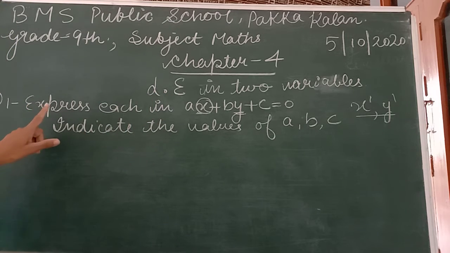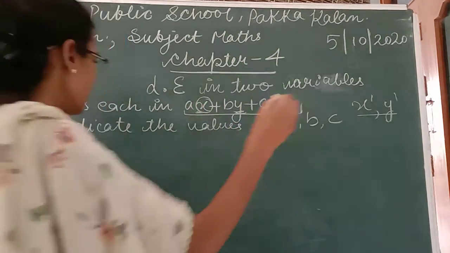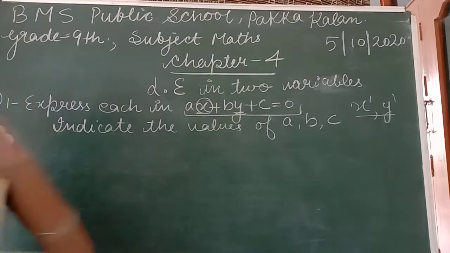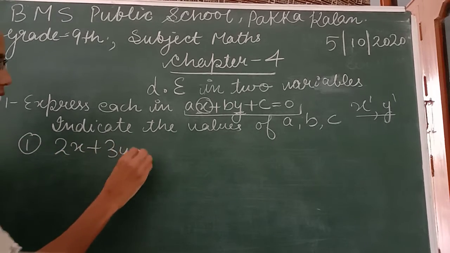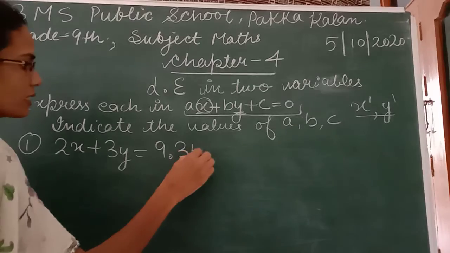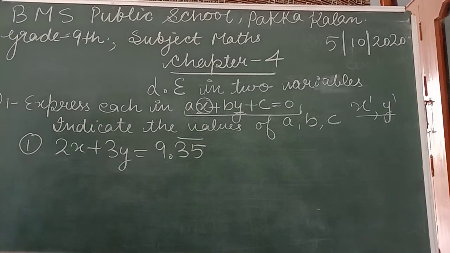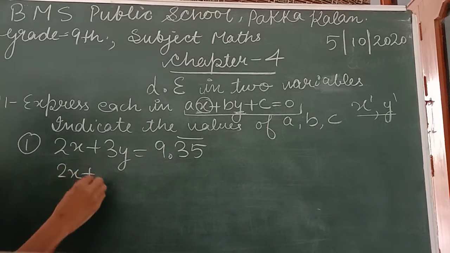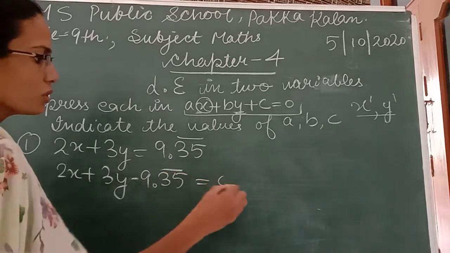The first question is to express each equation in the form ... equals 0. This is a linear equation and you have to indicate the constants. Suppose your first question is 2x plus 3y is equal to 9.35 bar. Firstly, bring everything to one side: 2x plus 3y minus 9.35 bar is equal to 0.